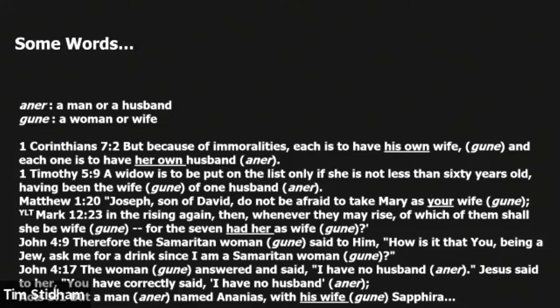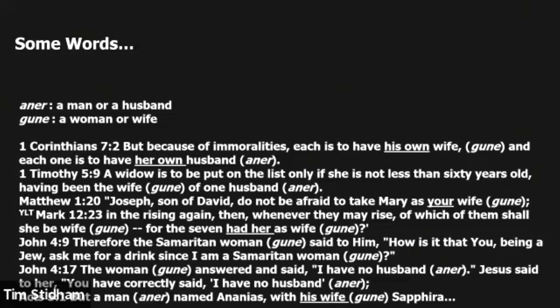And we looked at some of these verses last week. I won't run through them all again, but just note that most of the time it's fairly clear when the word husband or wife is needed in the context. It usually has some kind of possessiveness. Because of immoralities, each is to have his own wife. Well, it says have his own woman. His own woman would be wife, or her own husband, her own aner, would be husband.